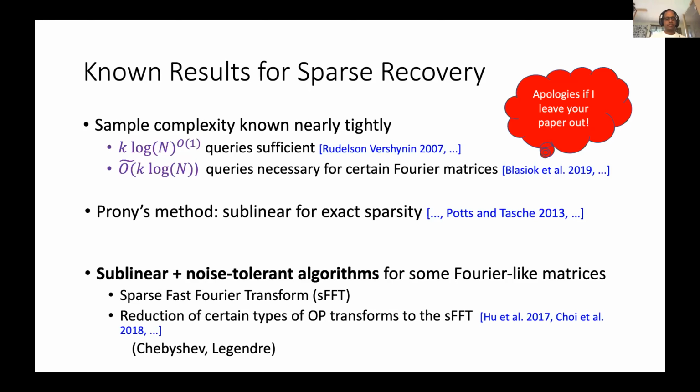So if you are interested in sublinear time as well as noise tolerant algorithms, then the results are known for some Fourier-like matrices. So we talked about the sparse Fourier transform, but there are reductions from orthogonal polynomial transforms to sparse Fourier. Mark just talked about Chebyshev. There's also a work of Hu et al. that looks at the Legendre polynomial transform. And there are generalizations that Mark talked about on multidimensional orthogonal polynomial transforms, and Bose is going to talk about that later in this session.